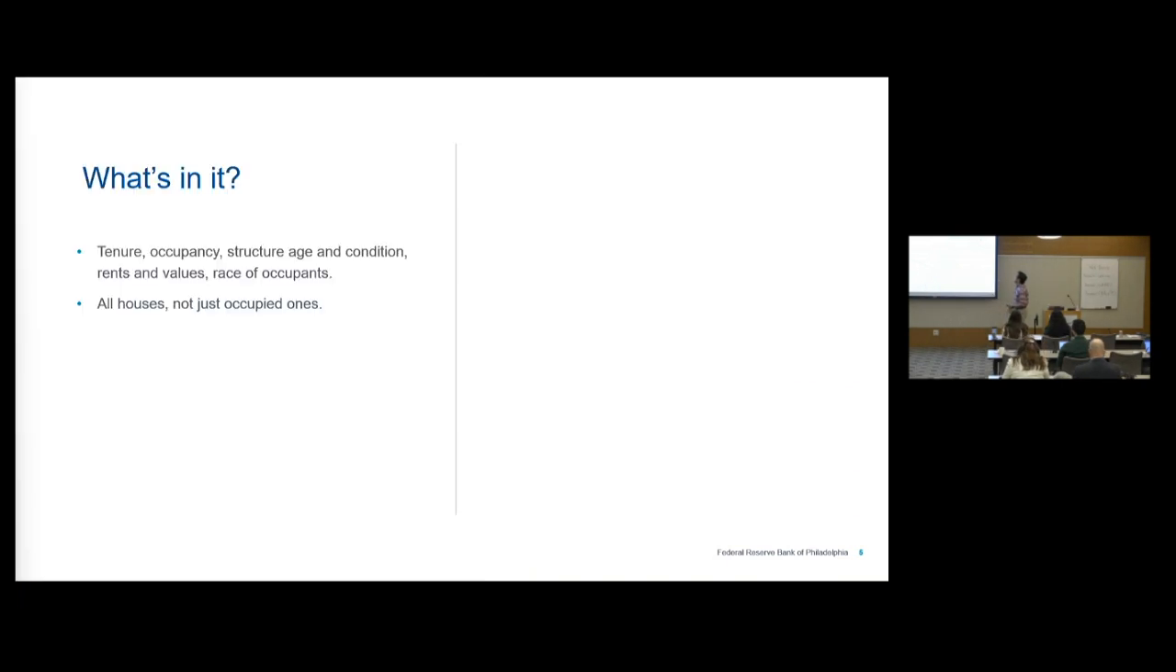Okay. So what is in them? I'm going to talk on this slide about what's in them, and then give you some ideas of what are some use cases that I think are potentially pretty exciting with these data. The block statistics measure characteristics about tenure, so home ownership or renters, occupancy, so occupied units versus vacant units, structure age, structure condition, rents and values, and race of occupants.